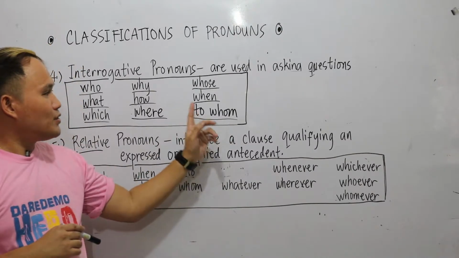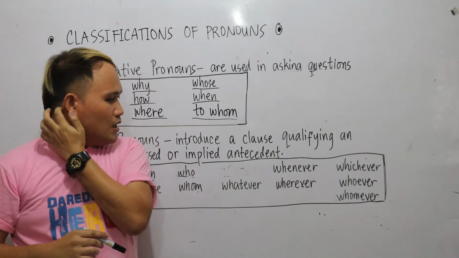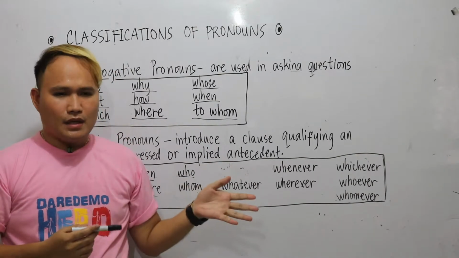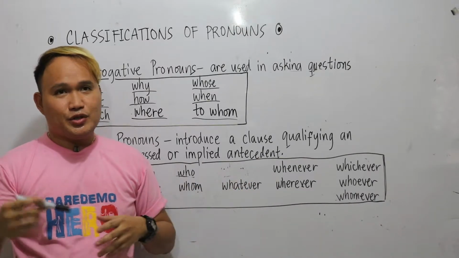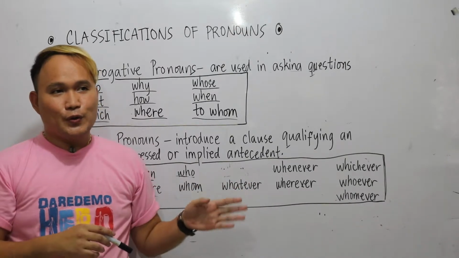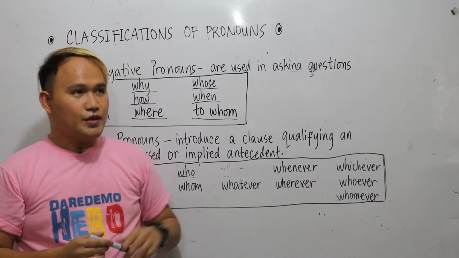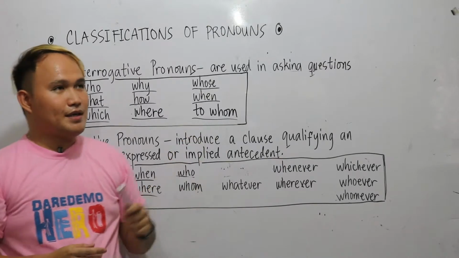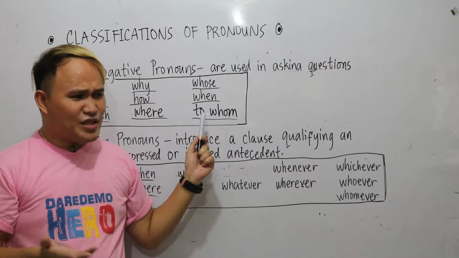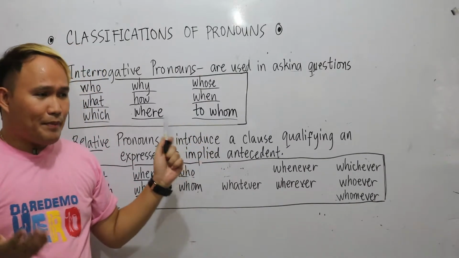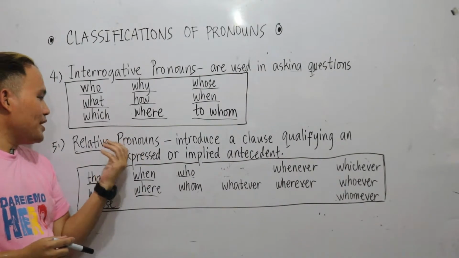Next, to whom. This denotes who the receiver of the action is. For example, to whom did you give that gift? To whom did you send the letter? So it also talks about a person, but it denotes the person who receives the action. Next, we have the relative pronouns.